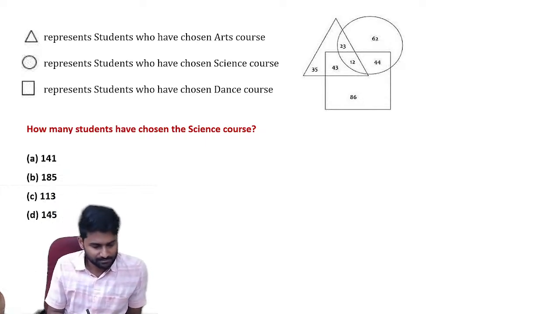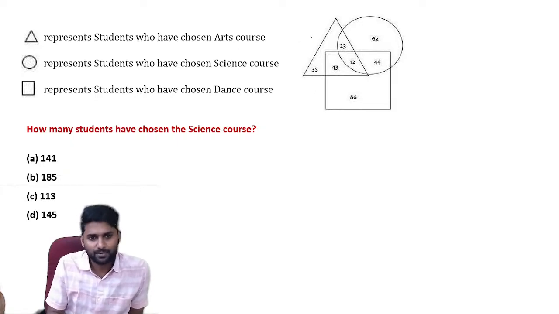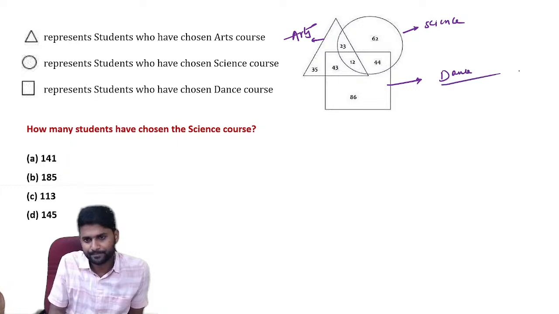Now understand this question from the logical Venn diagram. A triangle represents the number of students who choose the arts course. The circle represents those who choose science. And the box represents those who choose dance. So now the question: how many students have chosen the science course?